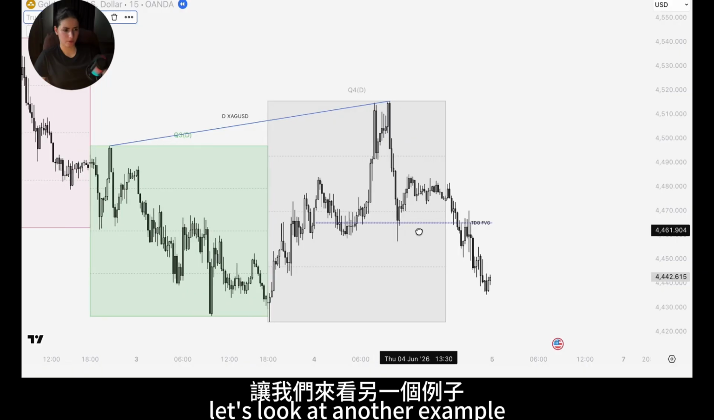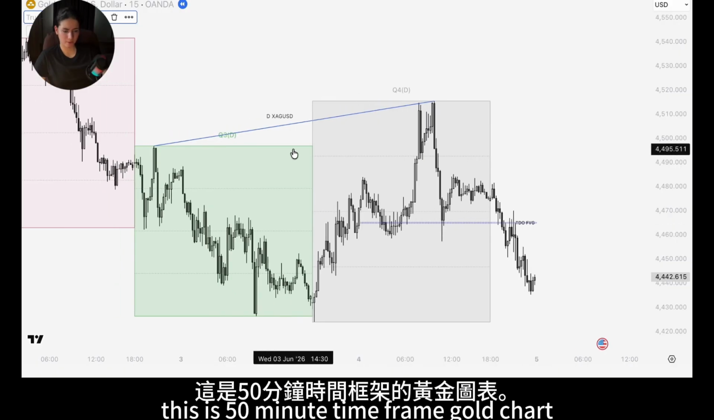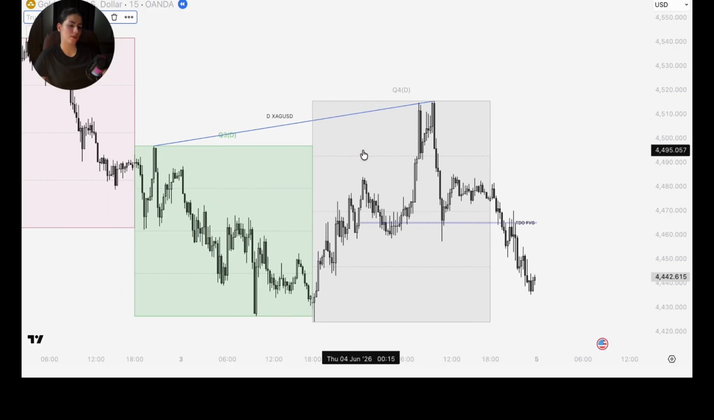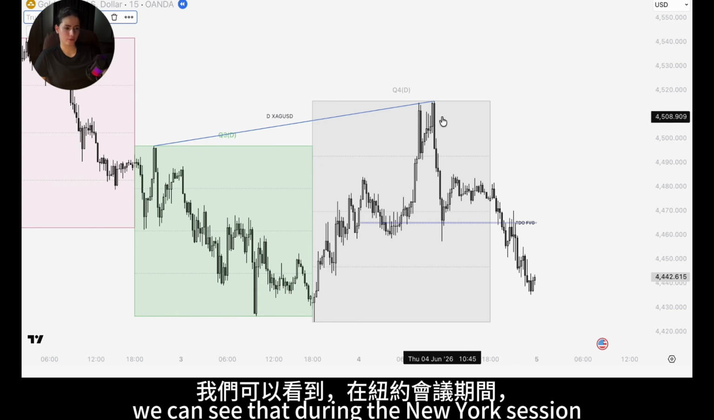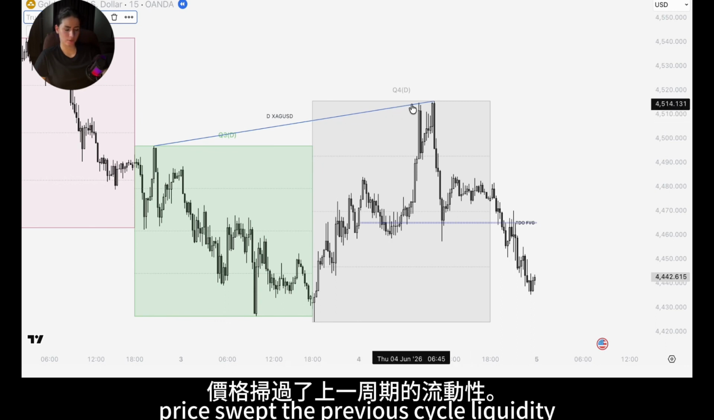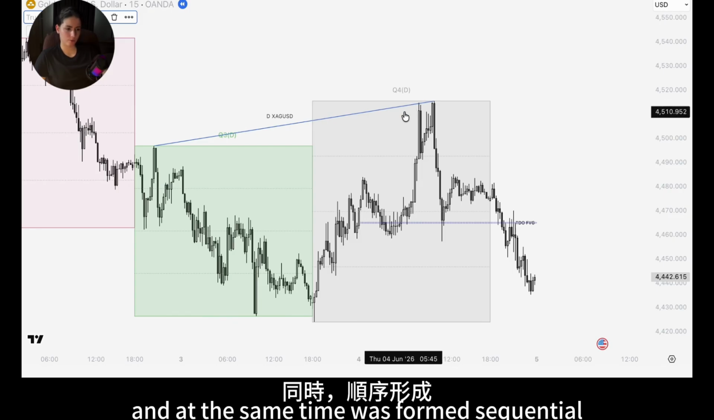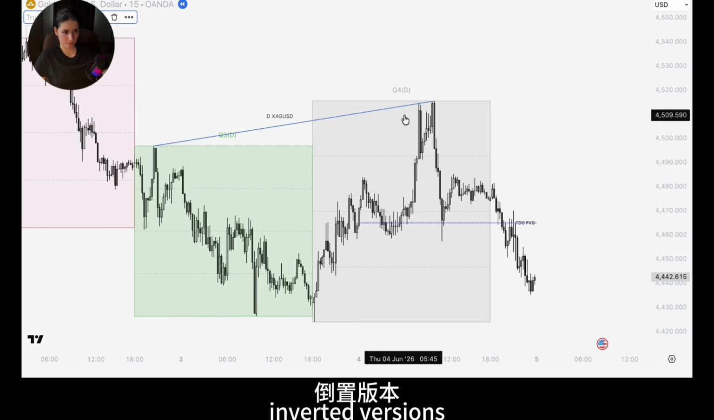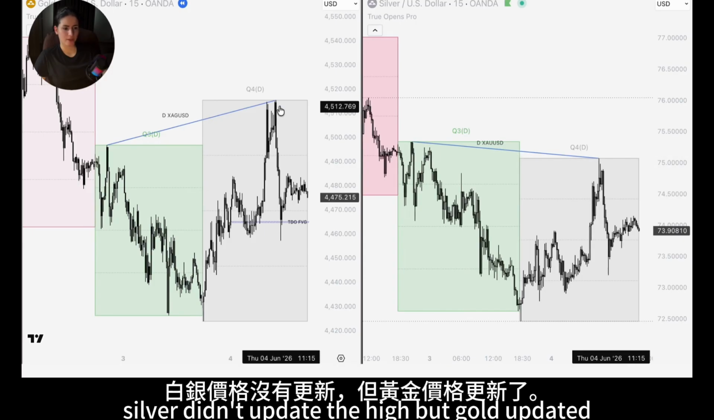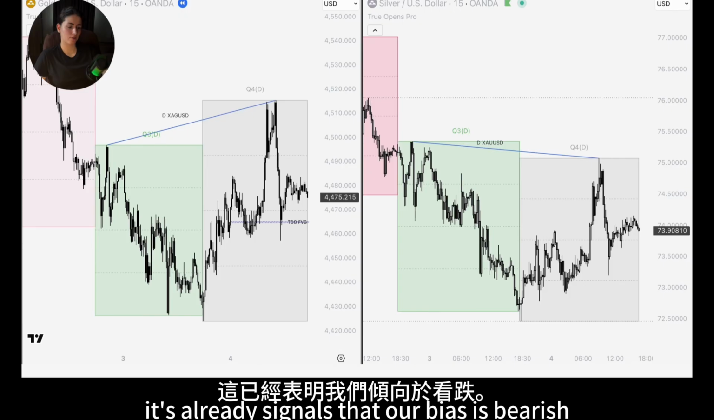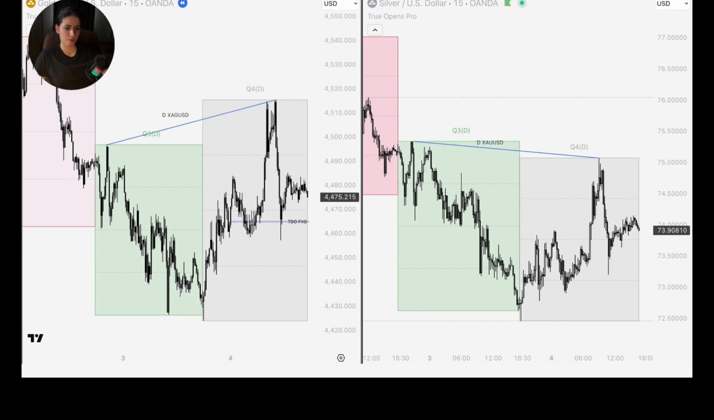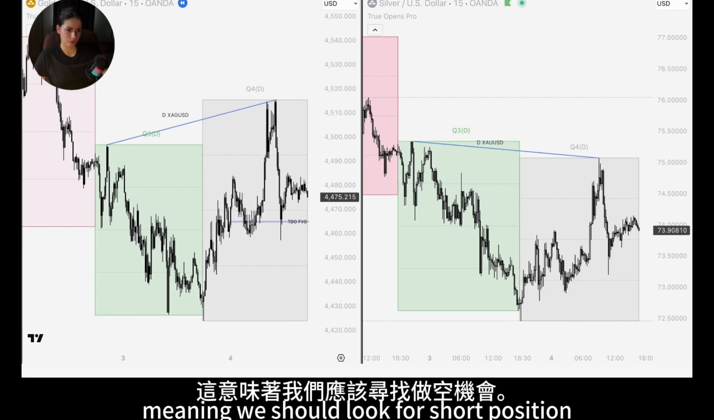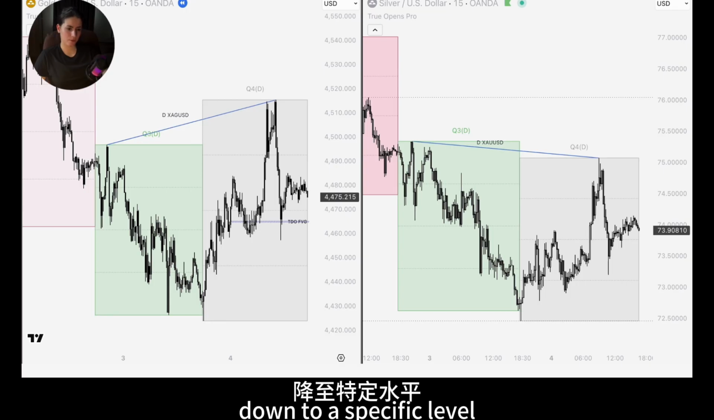Let's look at another example. This is a 50-minute time frame gold chart. And right here we can see that during the New York session, price swept the previous cycle liquidity, and at the same time a sequential SMT divergence was formed. Silver didn't update the high, but gold updated. It already signals that our bias is bearish, meaning we should look for a short position down to a specific level.